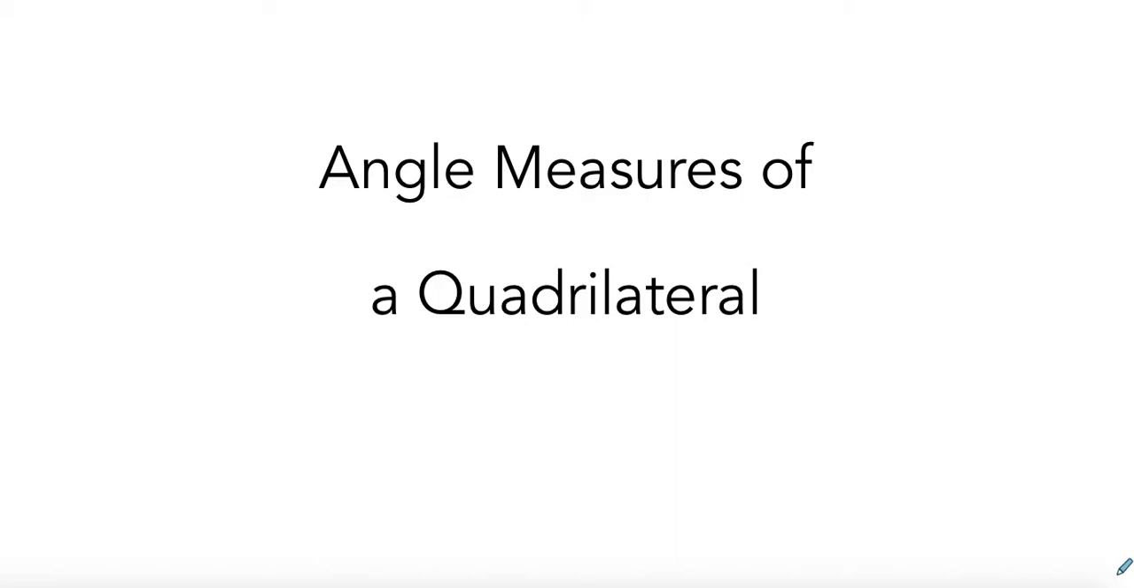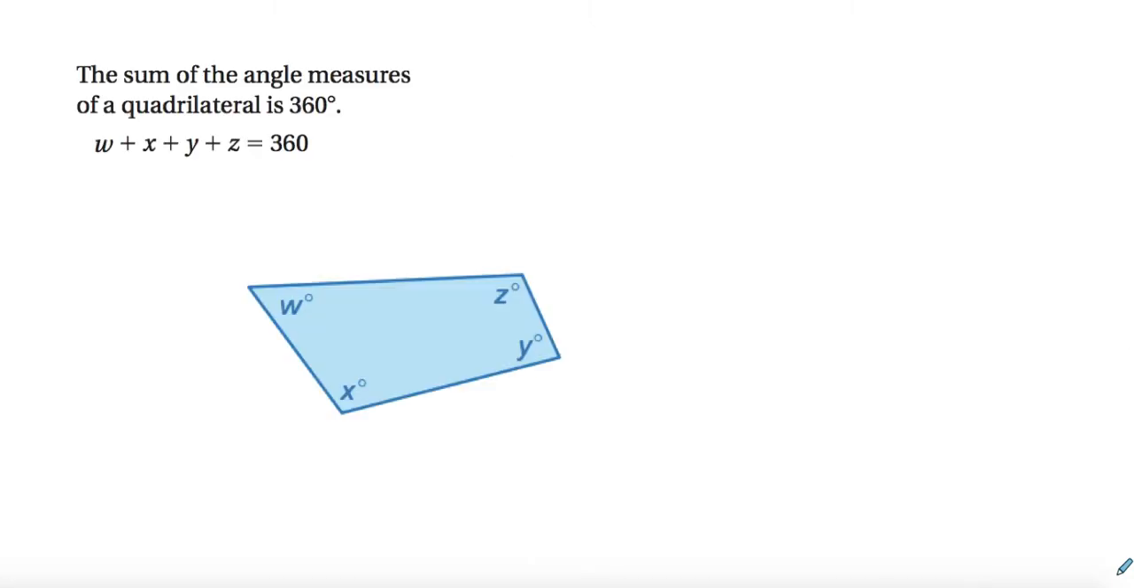Hi there! In today's video, we are going to be talking about the angle measures of a quadrilateral. So here we are given that the sum of the angle measures of a quadrilateral is 360 degrees. So in our picture, we are given angles W, X, Y, and Z. So I can write the equation W plus X plus Y plus Z is equal to 360 degrees.